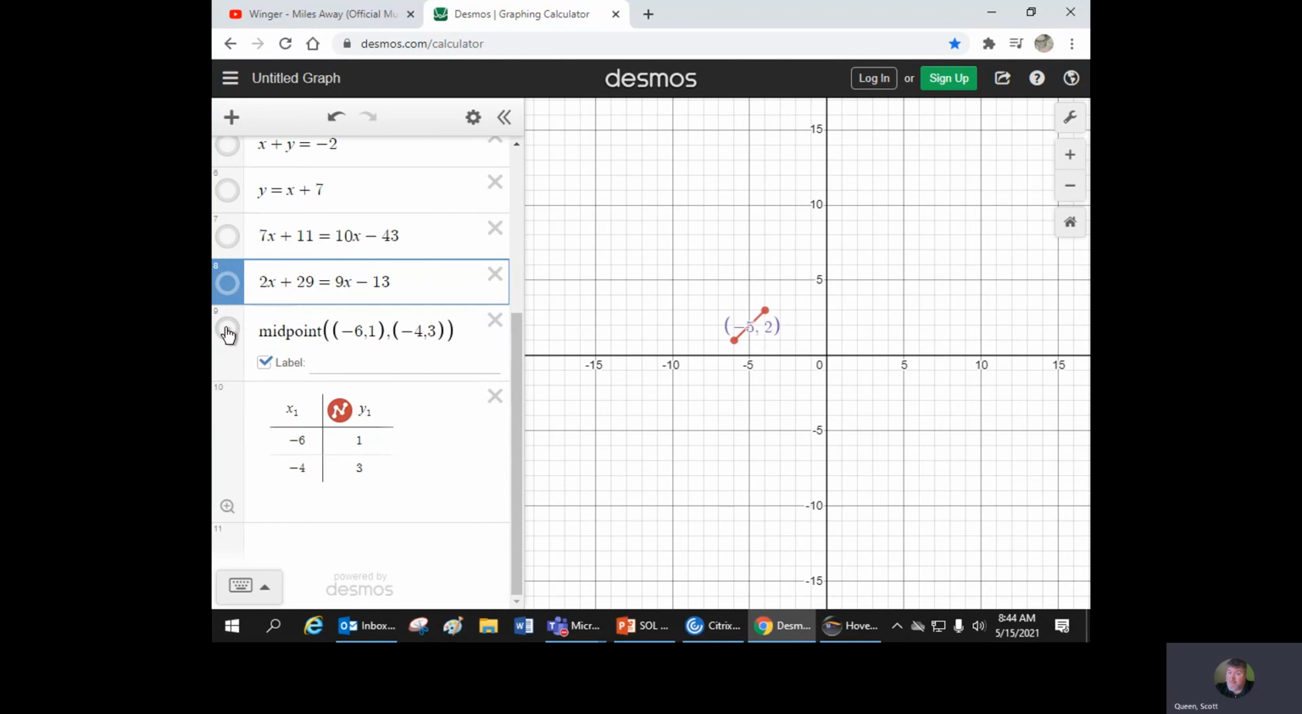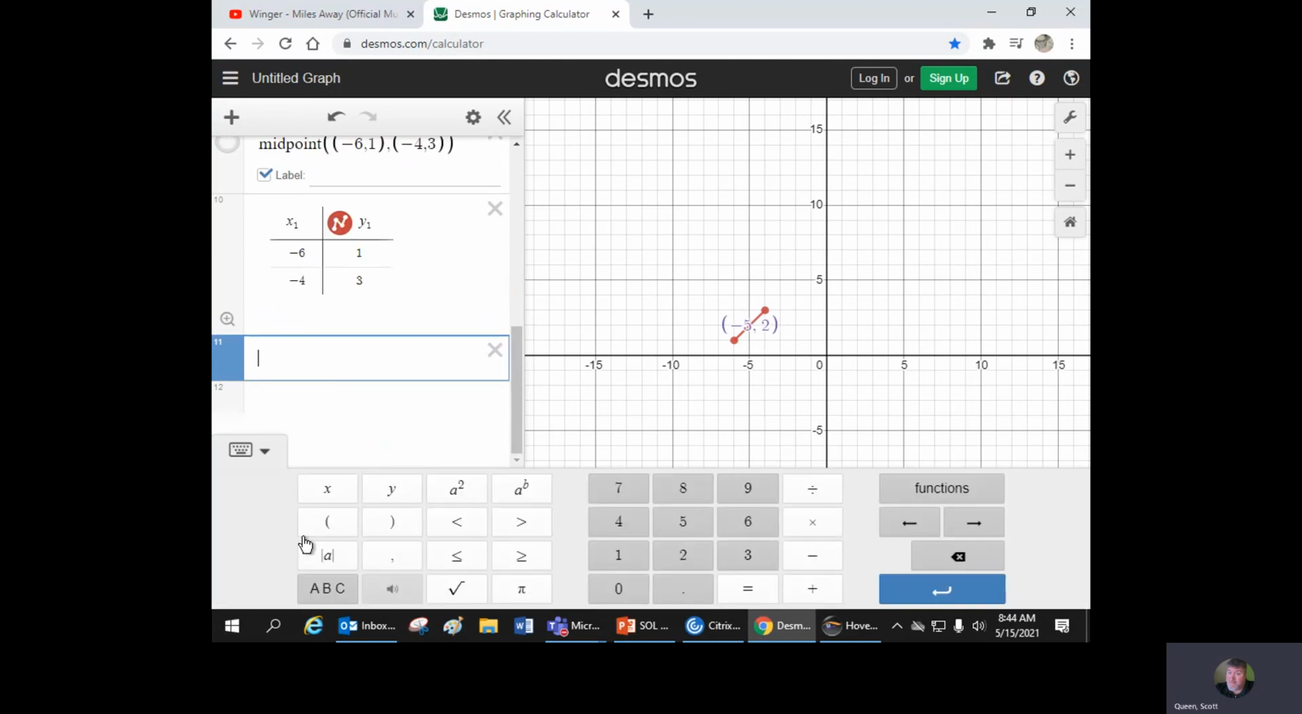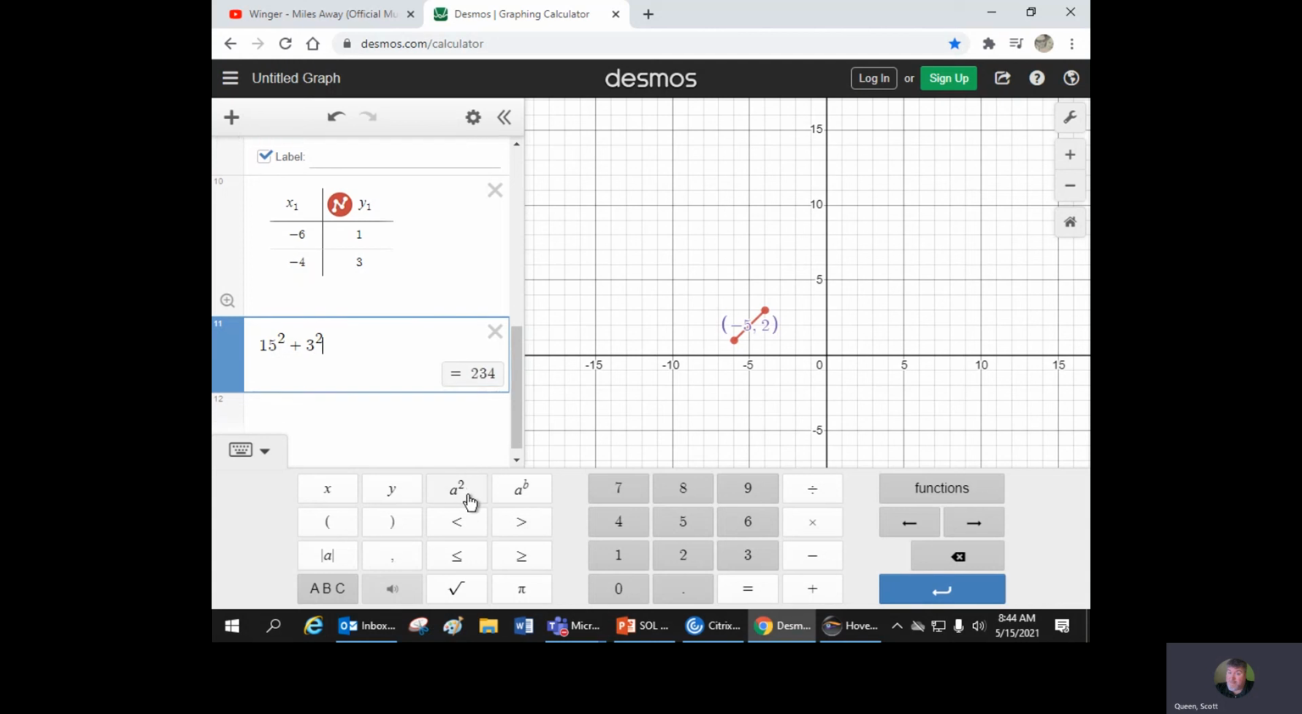All right, let me turn that point off, go down to my next line. All right, 15 squared. Remember, I'm not doing anything I don't have to do if the calculator can do it for me, right? All right, 15 squared plus 36 squared. Oops, 36. Remember what I said, always double check your stuff.